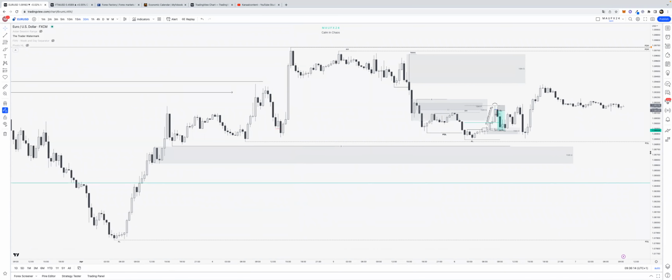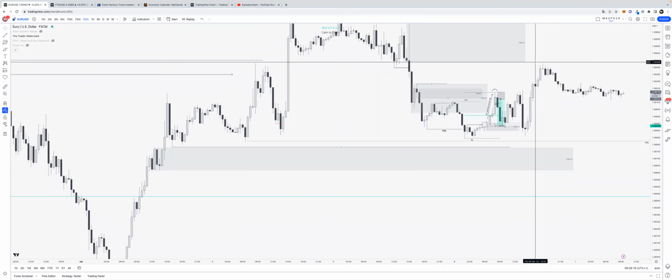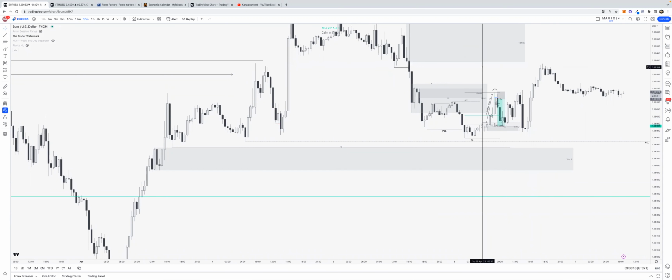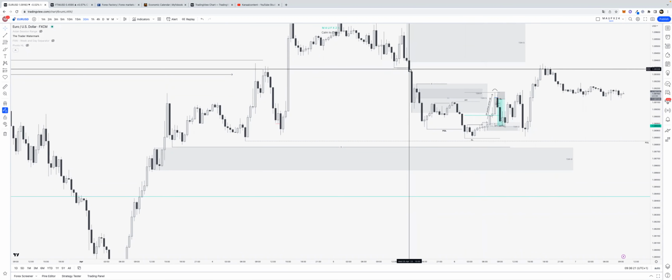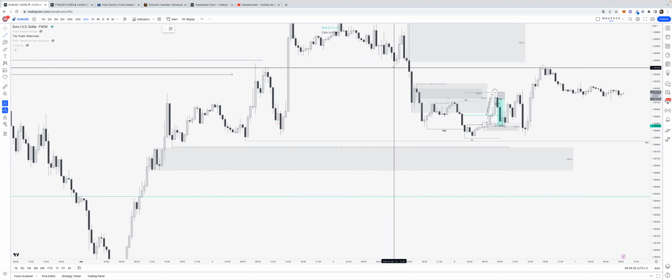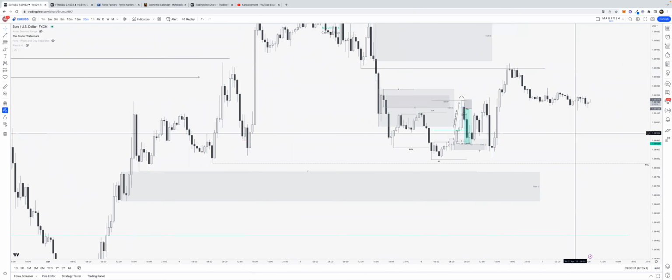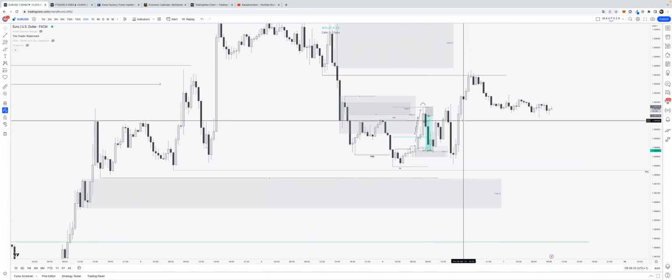I left my drawings from yesterday on purpose so we can check out what happened, and go from there. I think it's good to keep it on actually. I know people like cleaner charts, but this way it's more transparent. I can move on from the previous drawing onto the next drawing.